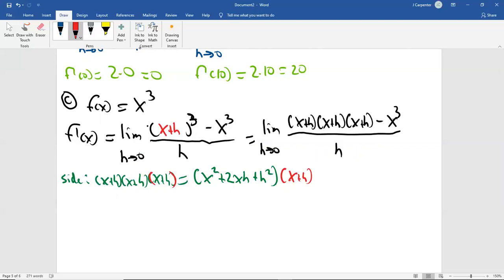There is no special name for this product. Foiling is just a binomial times a binomial. That's how we got this. There's no special name for a trinomial times a binomial. You just have to distribute everything to everything. So distribute the x and the h to the first parentheses. Or you can distribute the x squared, the 2xh, and the h squared to the second parentheses. Distributions work either way.